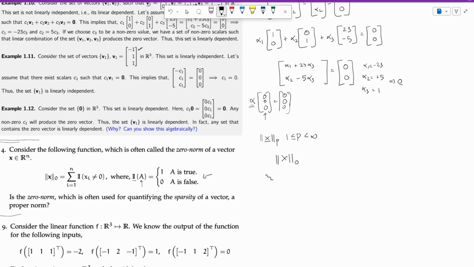So if I take a simple vector, like e1, which is 1, 0, 0, what is the zeroth norm of e1? Simply apply the definition on the right hand side. It's 1. You're simply counting the number of non-zero elements in the vector. It's 1.